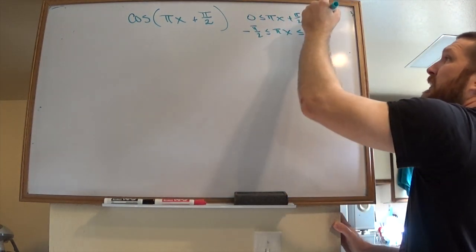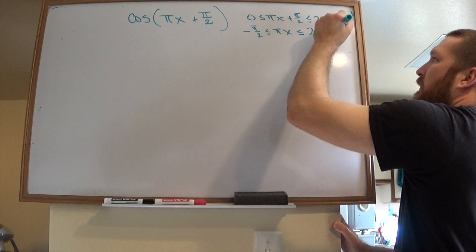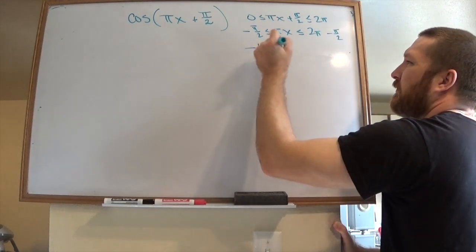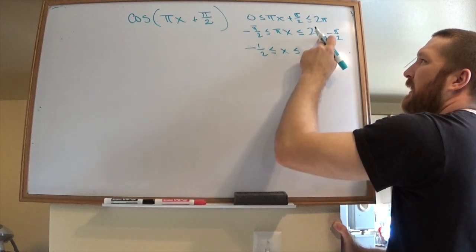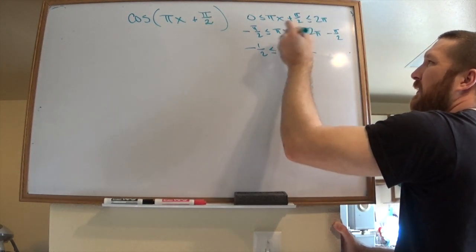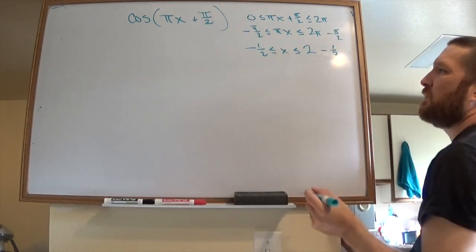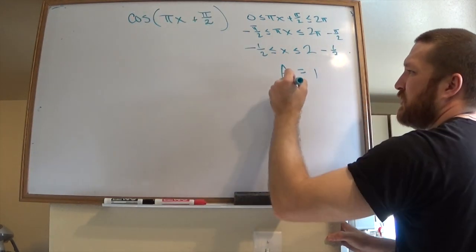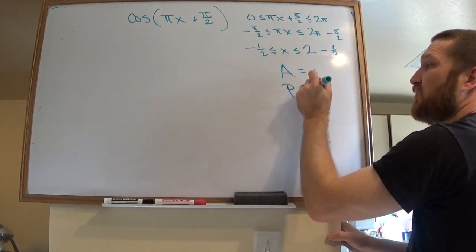Let's just do it this way. Minus pi over 2, dividing everybody through by pi, I get a minus 1/2. That gets divided by pi, that gets divided by pi. And so now we have an amplitude of 1, because we haven't changed it. The period now is 2.